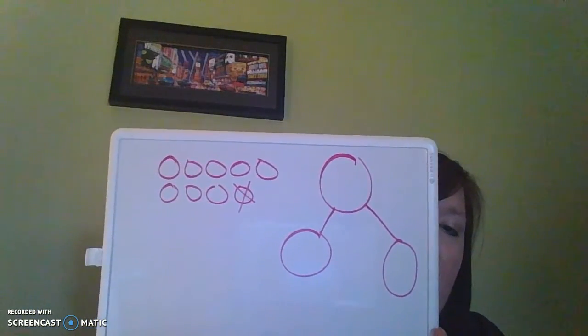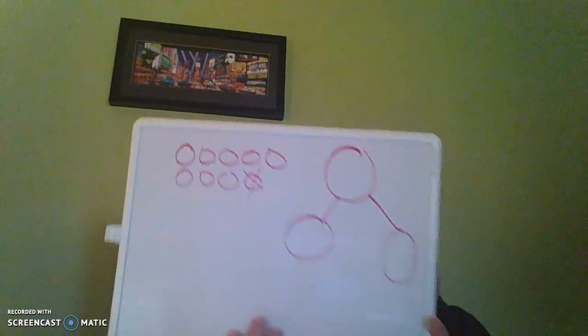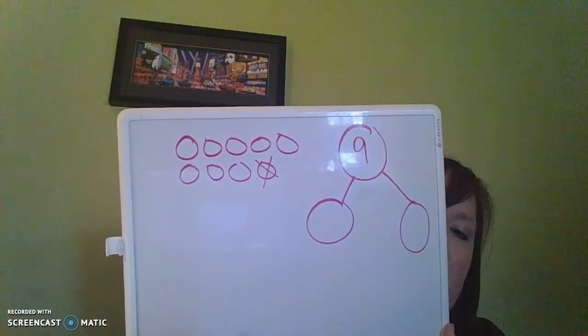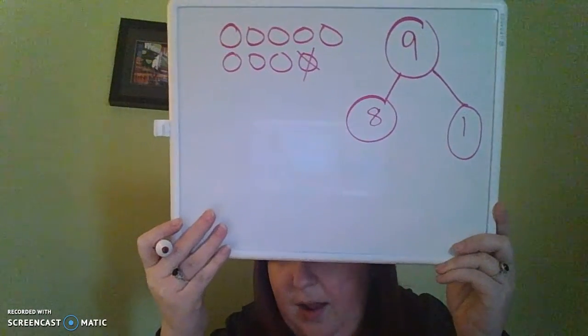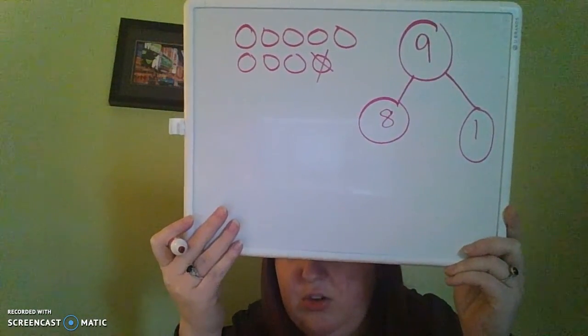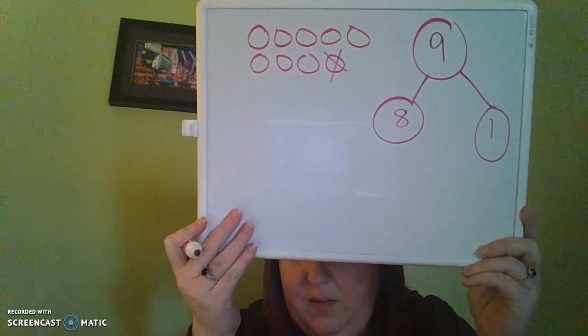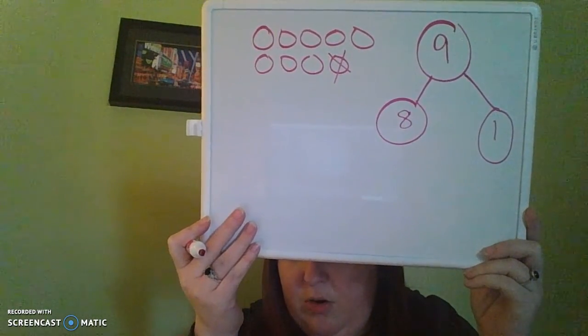Okay, what is my whole? Correct, 9, because that's how many bears we started with. What are my parts? 8 and 1. Good. Now, in the classroom, we've talked about what we do when we take away something to show it in our number bond.